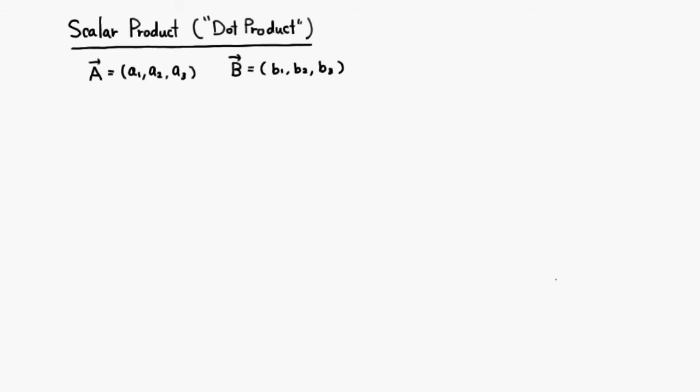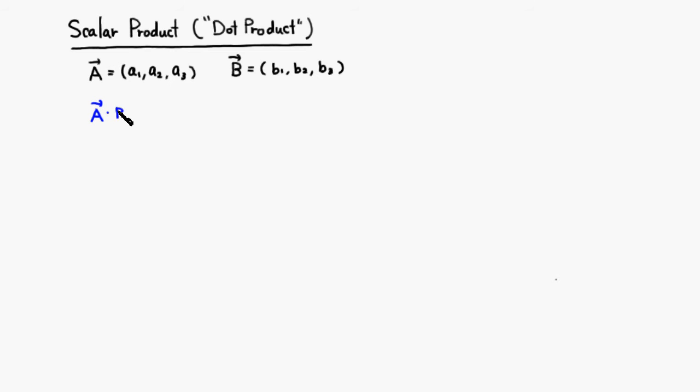Alright, let's look at the scalar product of vectors. Let's say vector A has components A1, A2, A3, and vector B has components B1, B2, and B3. Alright, so the definition of A dot B.